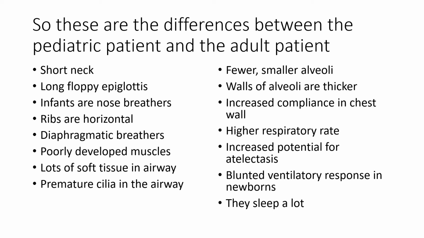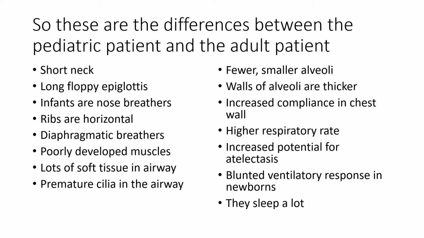The horizontal ribs prevent the bucket handle action seen in adult breathing and limit the increase in the tidal volume. By bucket handle, I mean that the ribs cannot lift up like a bucket handle, and for us as adults, the ribs can lift up, which helps to expand our chest cavity, but children can't do that. The ribs are horizontal. So as a result, to expand the lung volume, ventilation is primarily diaphragmatic. That is, they breathe from their diaphragm.